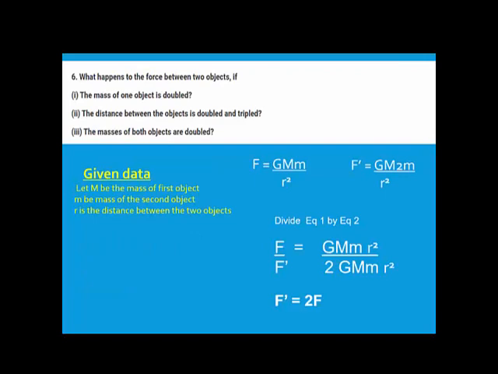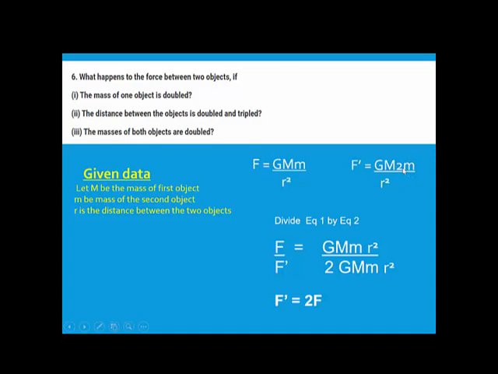Next, these three questions are of similar types. What happens to the force between the two objects if the mass of one object is doubled? Now here the mass is doubled. So how will you change the mass? The mass of the earth remains the same, but this m, the small m, gets doubled. So look what I have done. I have written 2m here because it has become double.